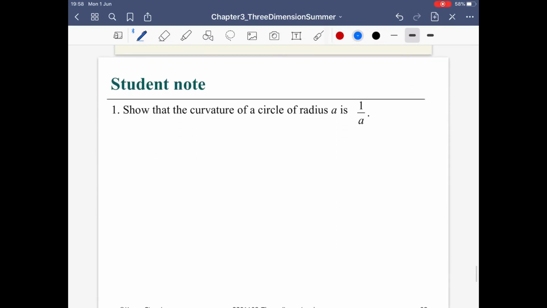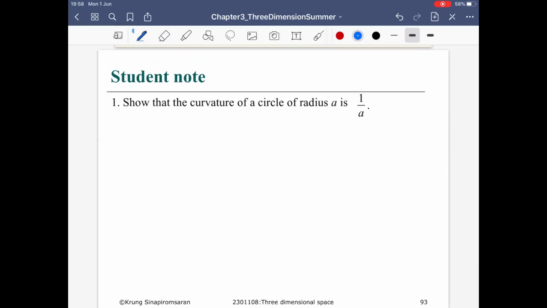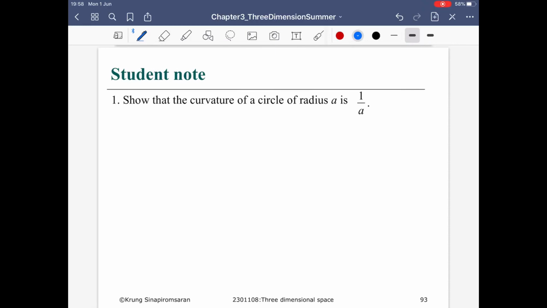Now this is the example that I told you, so that you are going to understand what the curvature is. So the curvature, to me, measures how curved the curve is. That's why it says that the curvature of a circle of radius a is 1 over a.